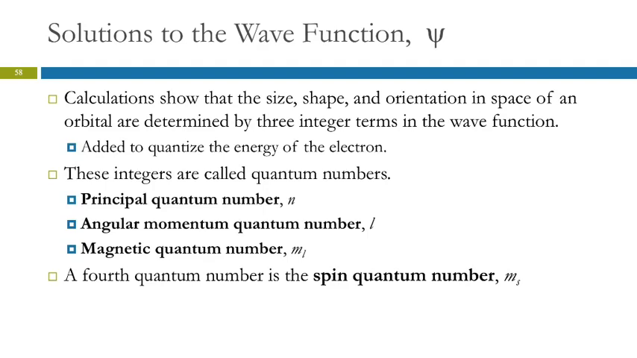So we've got 3 terms in here that quantize the description of the electrons. These are called quantum numbers. We've got the principal quantum number, given the symbol n. We have the angular momentum quantum number, that's L, and the magnetic quantum number, m sub L. There's a 4th number called the spin quantum number, and that's m sub S.